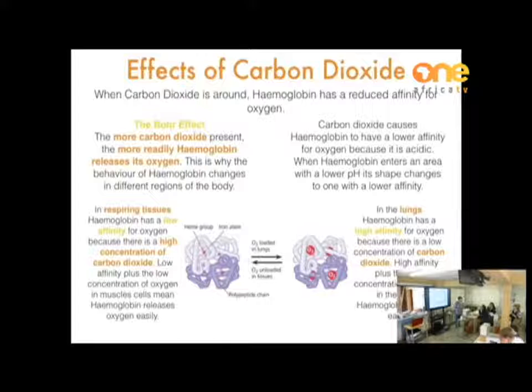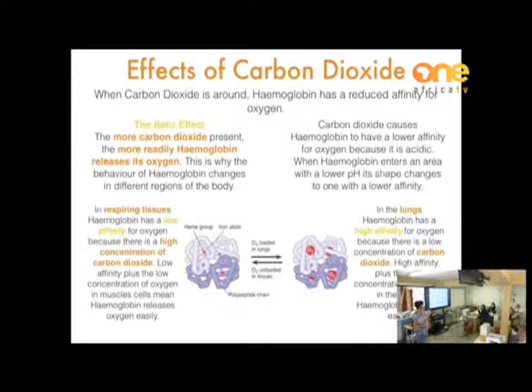Okay, this is what it is. And here I have another way of looking at it, and I'm going to read it through with you, and then you can start with those questions. Today you will understand that when carbon dioxide is around, hemoglobin has a reduced affinity for oxygen. The Bohr effect: the more carbon dioxide present, the more readily hemoglobin releases its oxygen. This is why the behavior of hemoglobin changes in different regions of my body. That is what we have said all day long.